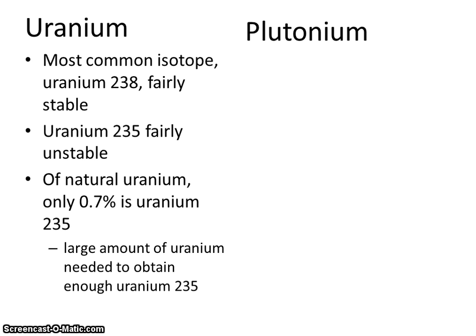Another element that we use for nuclear power and nuclear weapons is plutonium. Plutonium-239 is our unstable version. Please notice that uranium-235 and plutonium-239, those are odd numbers, 235 and 239. That's one of our things that determines whether something is unstable or stable.